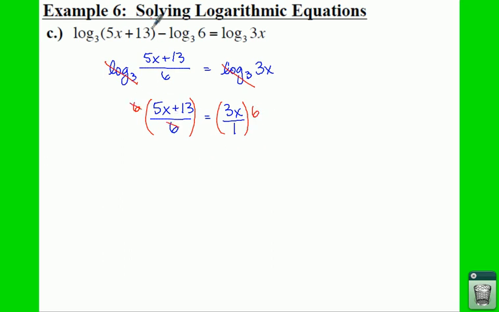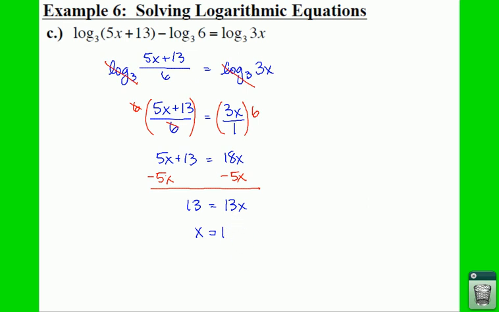Either way, your 6's cancel on the left, and you get a 5x plus 13 equals an 18x. Wow, this is so much easier than I originally thought it was. So then let's go ahead and subtract 5x to both sides. Minus 5x, minus 5x, and you get 13 equals 13x. So if you just divide each side by 13, x is equal to 1 again.